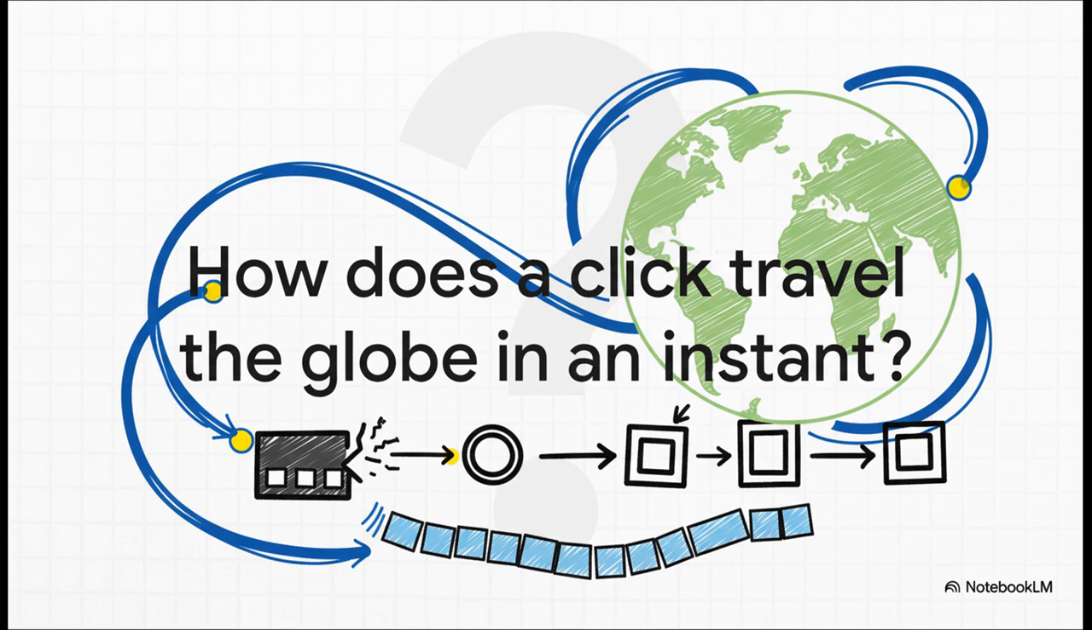How does one little click on your screen travel thousands of miles to a server and back, all literally in the blink of an eye? Well, we're going to follow a single, tiny piece of data on its epic adventure and uncover the magic that makes the modern internet possible.